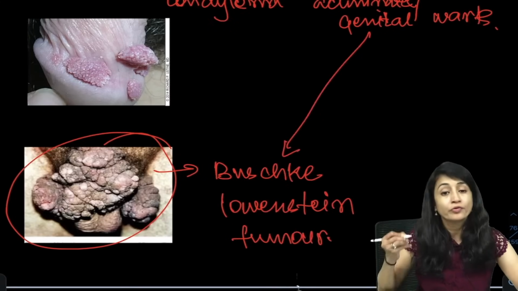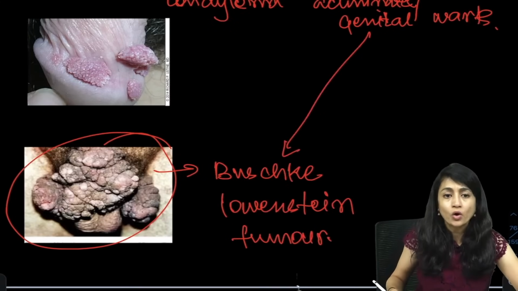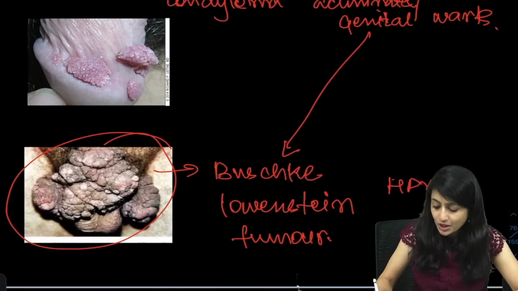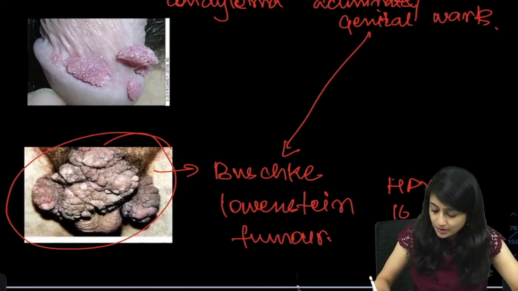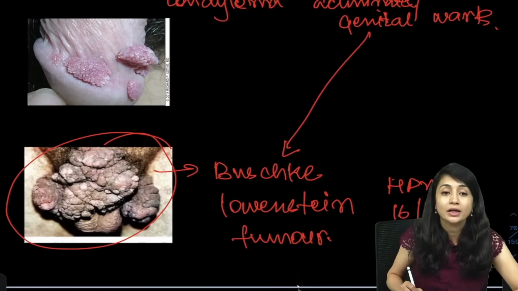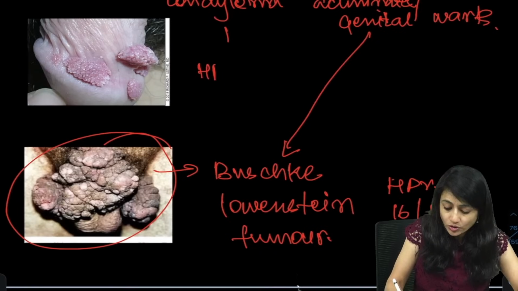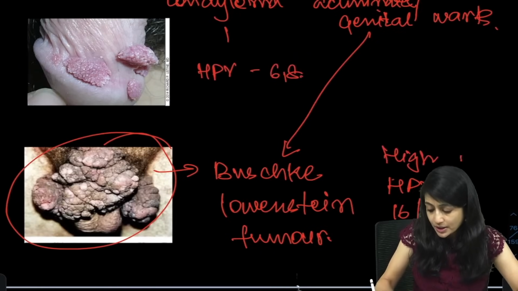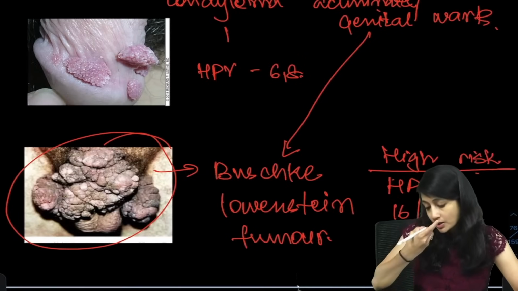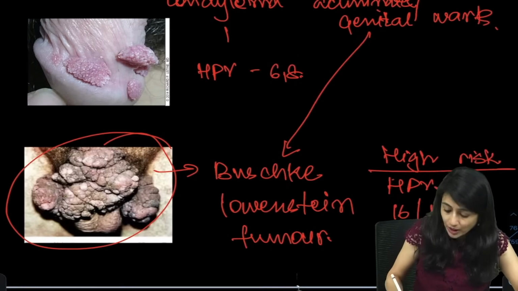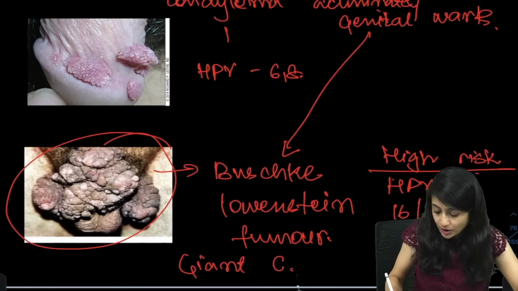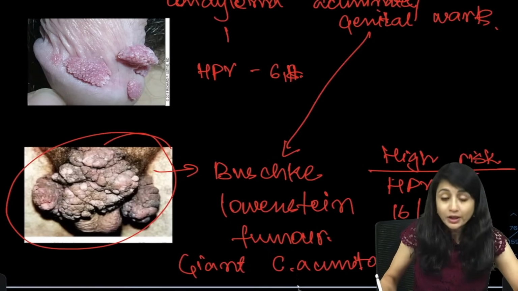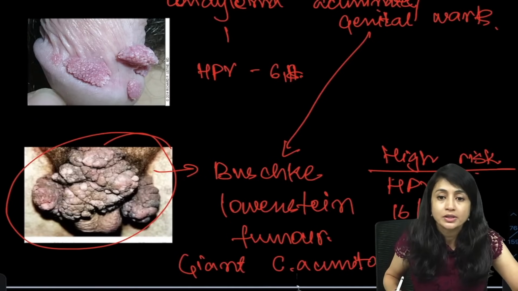It is a type of condyloma acuminata or genital wart, but it is bigger and more extensive, because it is caused by precancerous strains of HPV, which are HPV 16 and 18. Normally genital warts are caused by low risk HPV types 6 and 11, you know that. High risk HPV are 16 and 18, and Buschke-Lowenstein tumor is a giant condyloma acuminata. It is also called giant condyloma acuminata. So you should be knowing this.